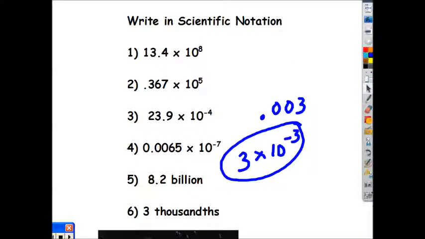So the answer is 3, or 3.0 times 10 to the negative 3. This is the way of writing 3 thousandths. To write in scientific notation, there it is.